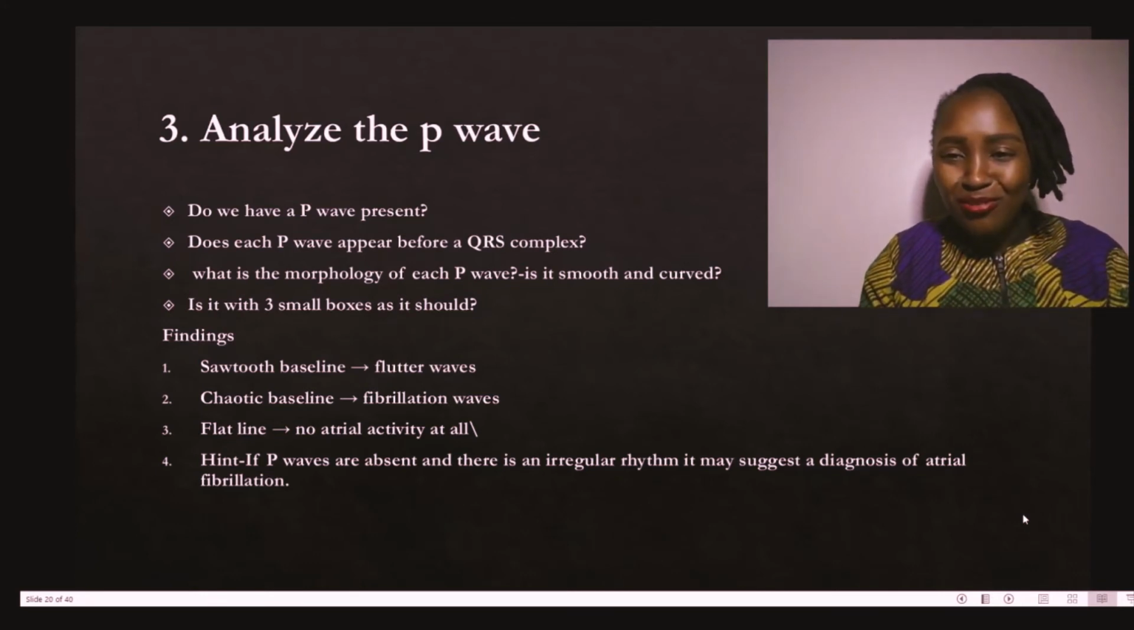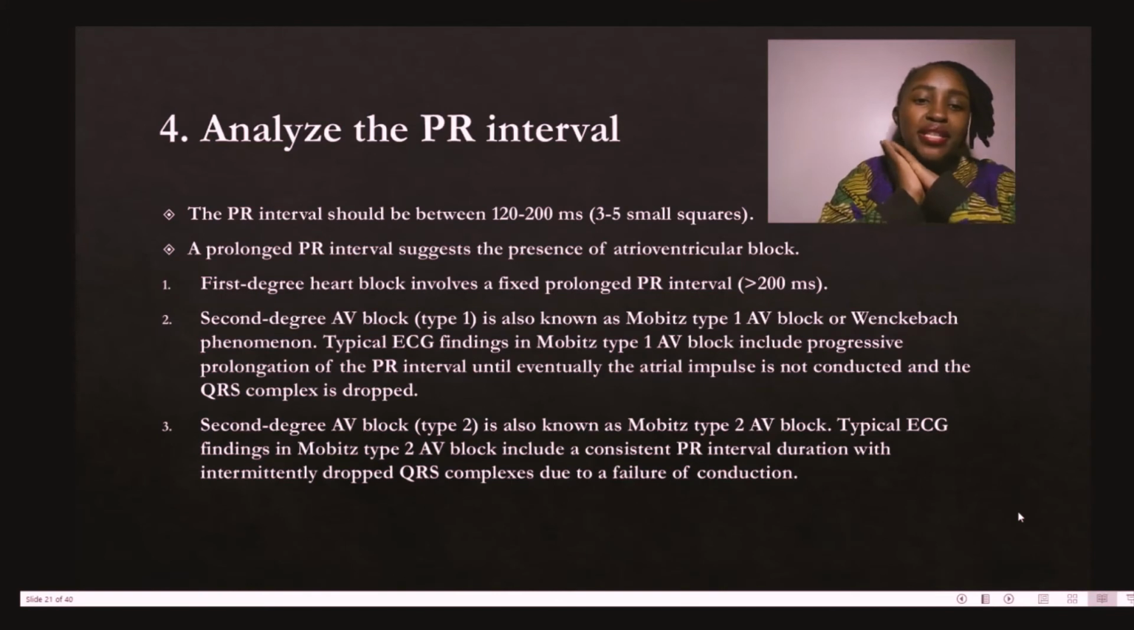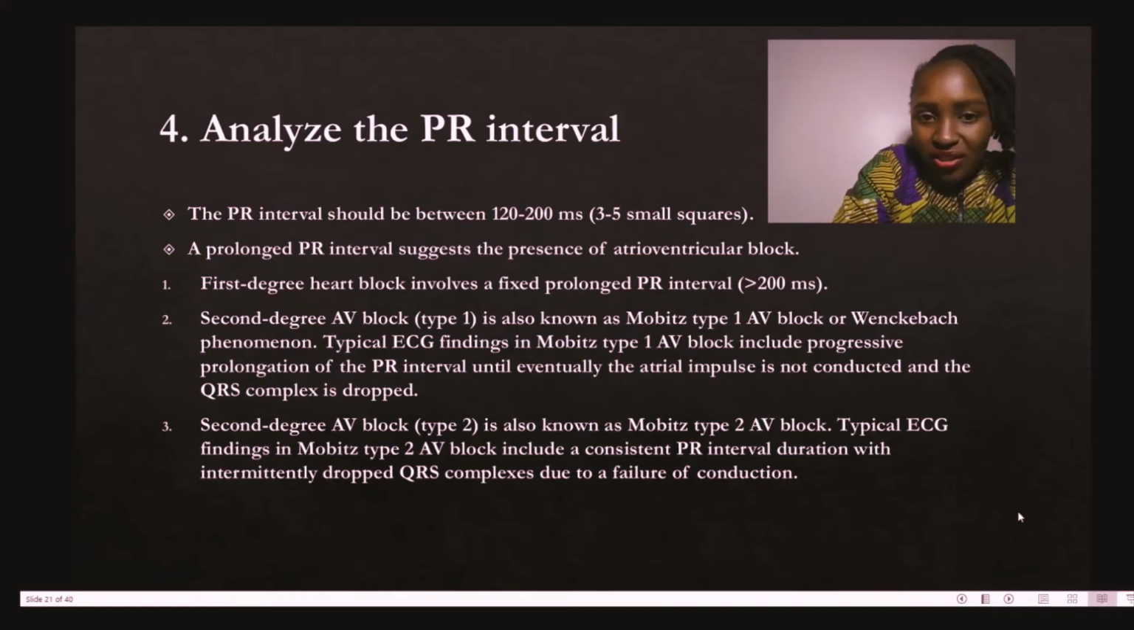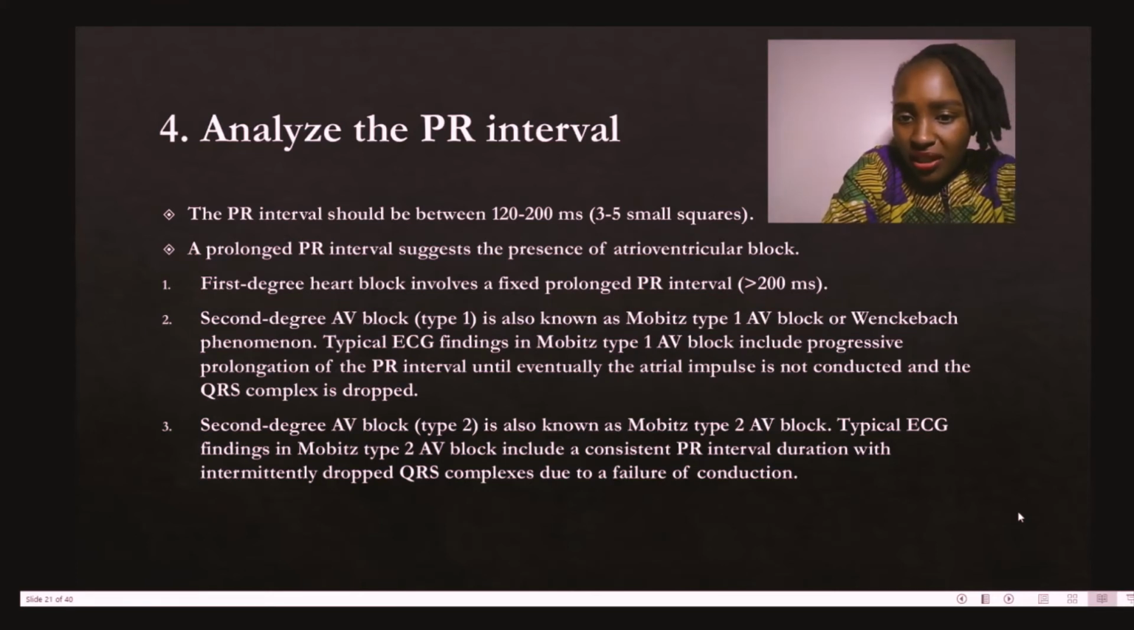So we have got into the good stuff, guys. The next thing you do to analyze the ECG is the PR interval, and a PR interval should be between 120 to 200 milliseconds, or between 3 to 5 small squares. A prolonged interval suggests the presence of atrioventricular blocks, or it could also suggest a bradycardia. But usually if it's sinus bradycardia, there will be no changes in the PR interval. A first degree heart block involves a fixed, prolonged PR interval.